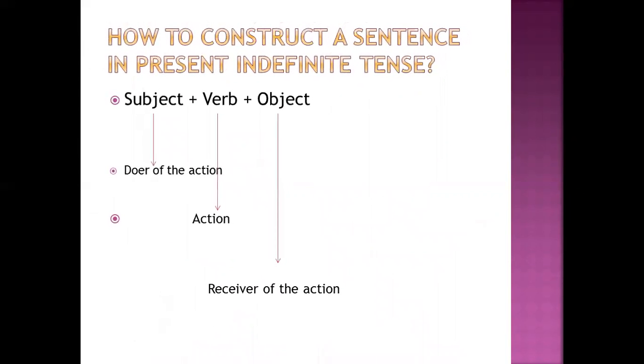Now, how to construct a sentence in present indefinite tense? We know subject, verb, and object. This is going to be the formula or the sentence structure. The subject is the doer of the action, the verb is the action itself, and the object is the receiver of the action.